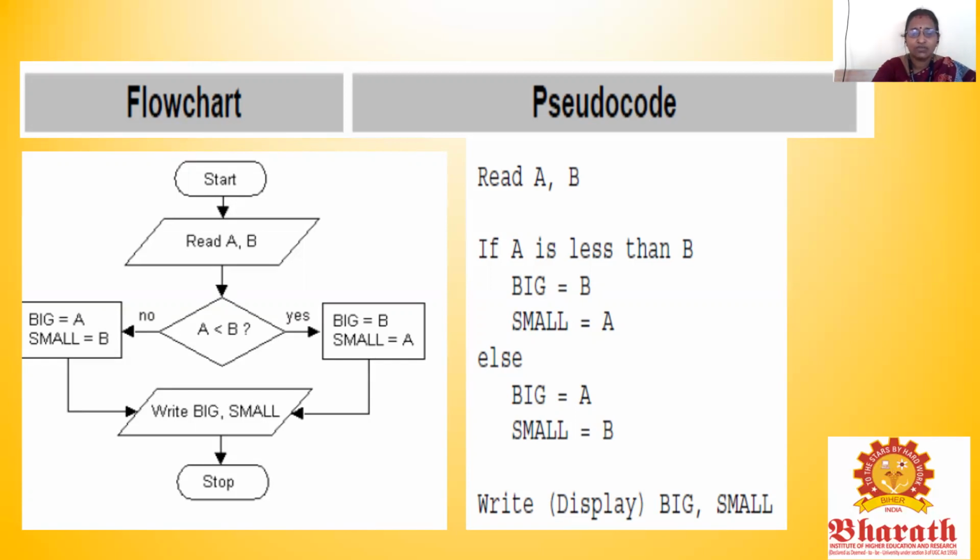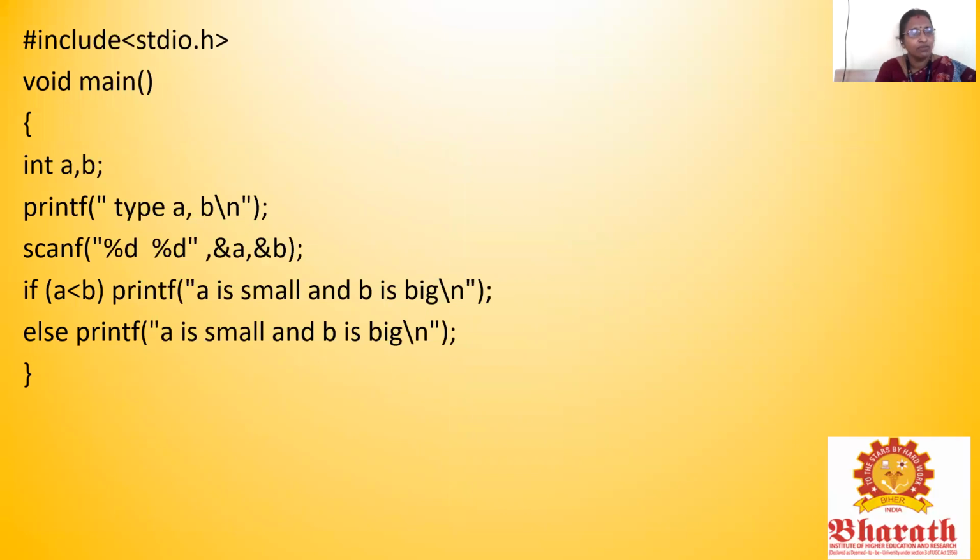Now it's very easy for us to write the equivalent program. include stdio.h, void main, int a comma b. So we are printing, type a comma b. Because they are the input variables, we have to obtain the values from the keyboard. A and b values have been obtained. If a is less than b, print a is small and b is bigger. Else, suppose a is greater than b, then you skip the if block and come to the else block. Print a is big and b is small.